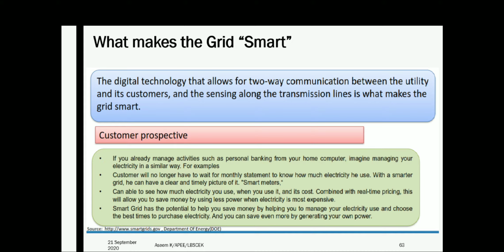So now you know that in the conventional power system, only one-way communication is possible, where the utility communicates to the end user. They are informing the energy charges, etc. We cannot communicate with the utility. So, for example, from a customer perspective, you are already managing activities such as personal banking. Suppose you are using internet banking with your home computer, you can manage your accounts. That is, you can transfer the amount, and at any time you know the balance amount, etc. You can manage your account at your home with your computer.